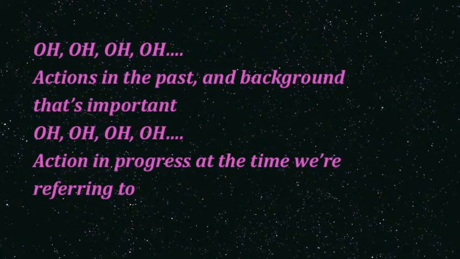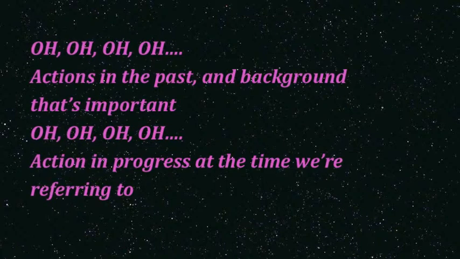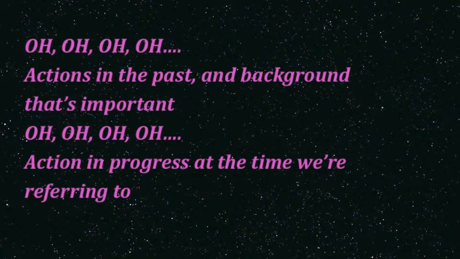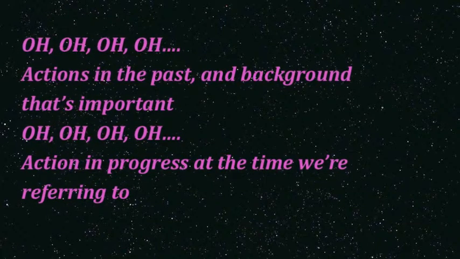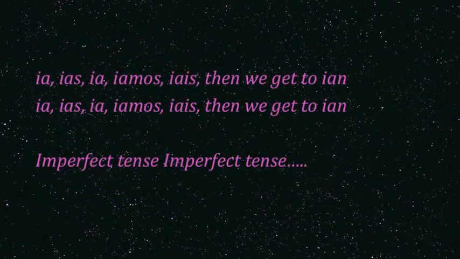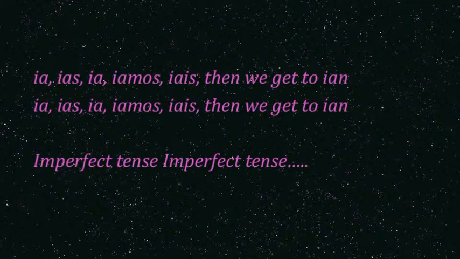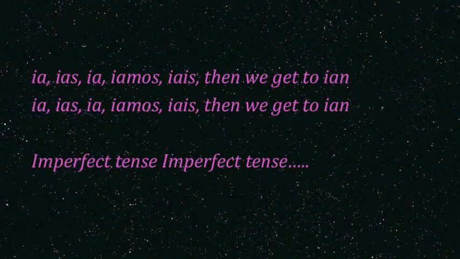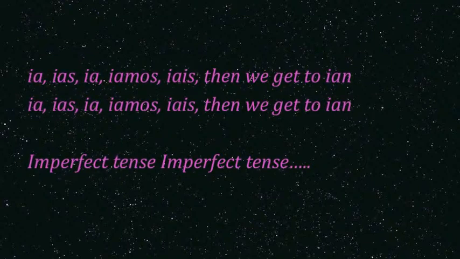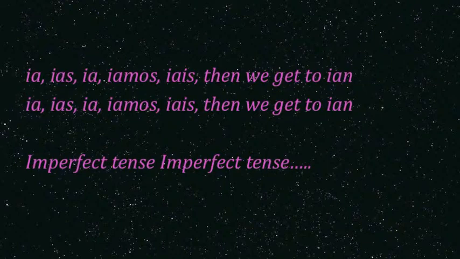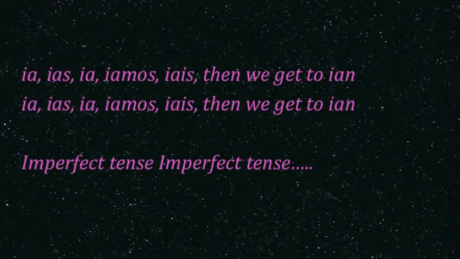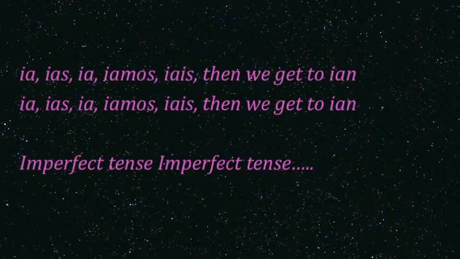Oh, oh, oh, oh, oh, oh, oh, oh, oh. Actions in the past and background that's important. Oh, oh, oh, oh, oh, oh, oh, oh. Action in progress at the time we're referring to. E-I-E-S, E-I-E-M-O-S, E-I-E-S. Then we get to E-I-E-S, E-I-E-S, E-I-E-M-O-S, E-I-E-S. Then we get to E-I-E-S, imperfect tense, imperfect tense. Imperfect tense, imperfect tense.